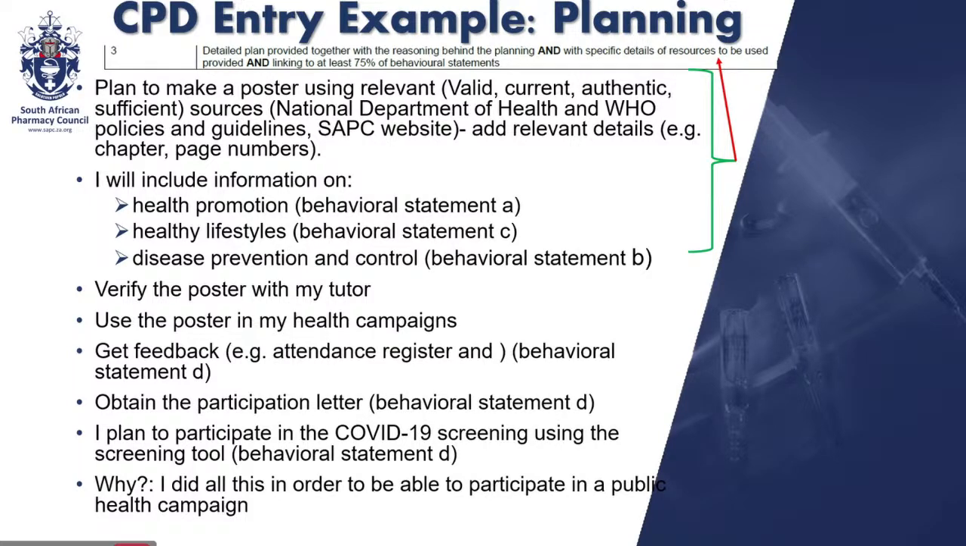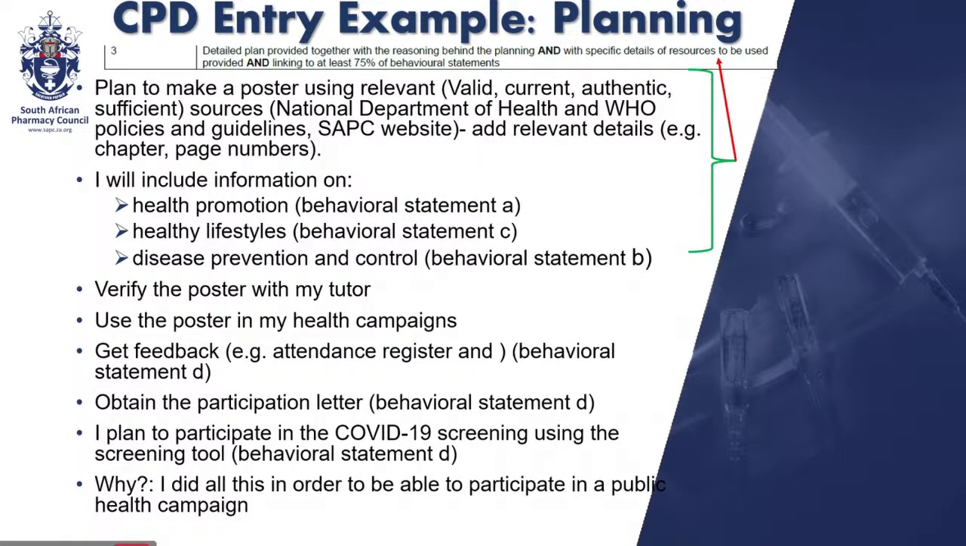I will obtain a participation letter. This can be from the occupational health specialist at the hospital, or it can be from your tutor or the RP or whoever has organized this campaign that you have participated in. I plan to participate in the COVID-19 screening using the screening tool. Then it would also be linked to behavioral statement D. And why all this planning? I did all this in order to be able to participate in a public health campaign.